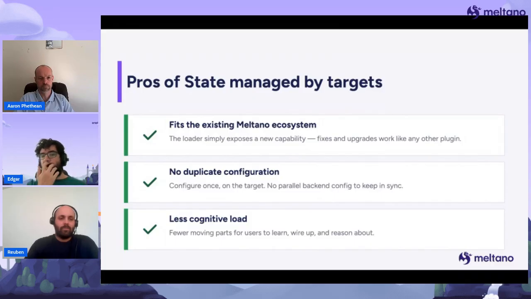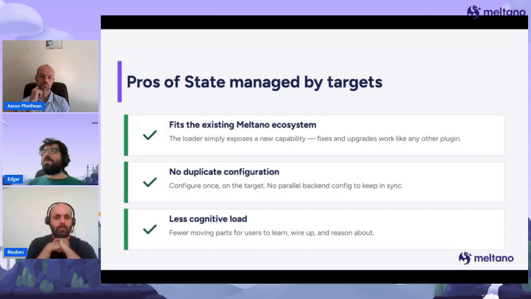So there's this single responsibility idea of the Singer ecosystem where taps just extract data, targets load data, and that's it. You don't have to worry or reason about other ways they can fail. This adds complexity in that regard.